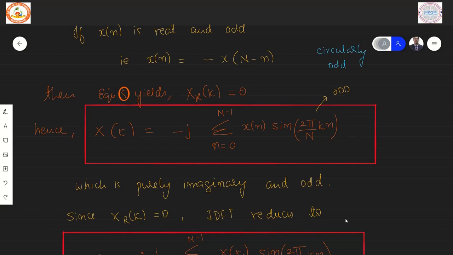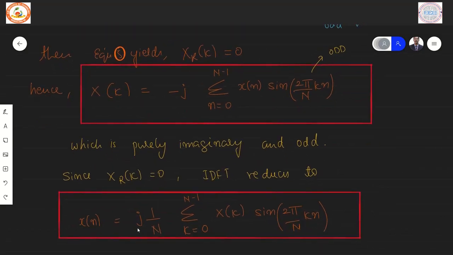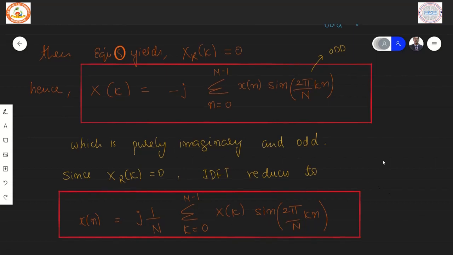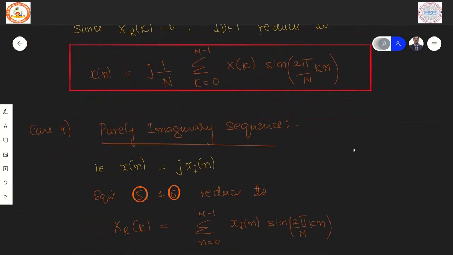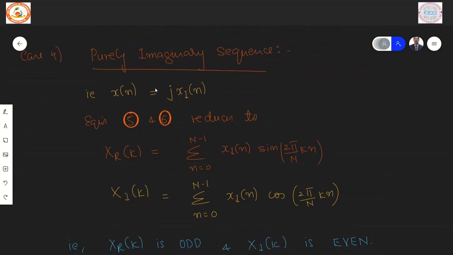Now since xr of k is equal to 0, the IDFT equation you get as x of n is equal to j times 1 by N summation k between 0 to N minus 1 x of k sine 2 pi kn divided by capital N. In case 4, we consider the sequence to be purely imaginary. If the sequence is purely imaginary, then x of n is given by j times xi of n. We are talking only about the imaginary part. Then equations 5 and 6 reduce to xr of k is equal to summation n between 0 to N minus 1 xi of n sine 2 pi kn by N, and xi of k is equal to, so we are only considering the term which is imaginary, the real part is left out.